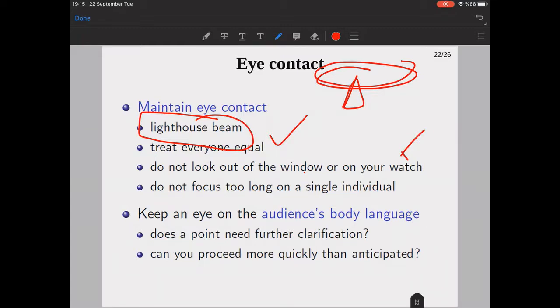And do not focus too long on a single individual. Again, it would be maybe disturbing, like always looking at the same person. Look at everyone, but don't focus on a single person. Keep an eye on the audience's body language as well, just as feedback, because they may not be talking, but giving you some hints. Does a point need further clarification, or can you proceed more quickly than anticipated? Again, the audience's body language can give you some ideas.